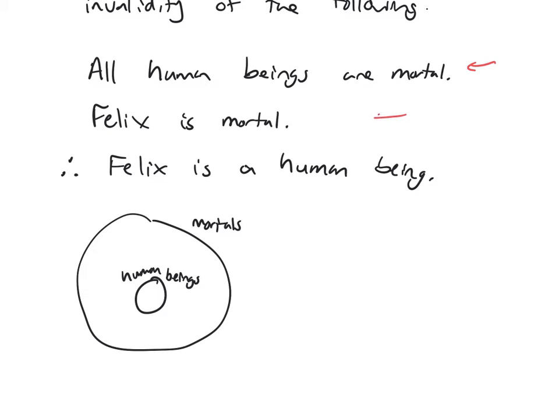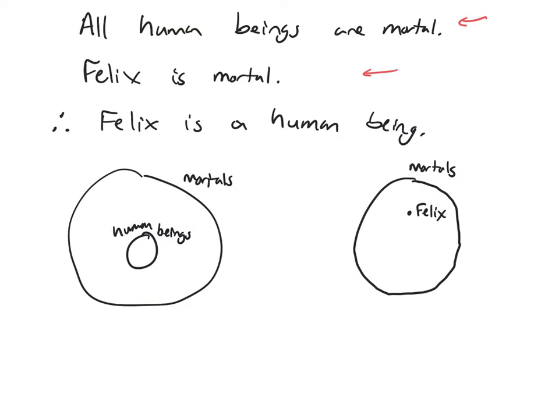Now let's go to our second premise. Felix is mortal. So inside of the mortal circle, somewhere there is Felix. And it's, again, Felix is one particular person or object. So use a dot for that. And then remember what we do is we take these two pictures and we combine the diagrams.